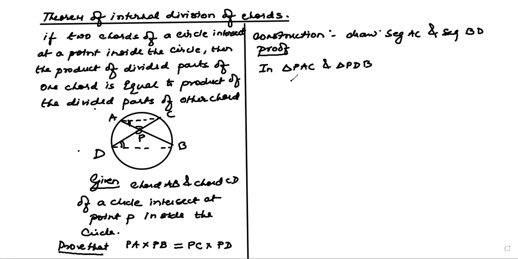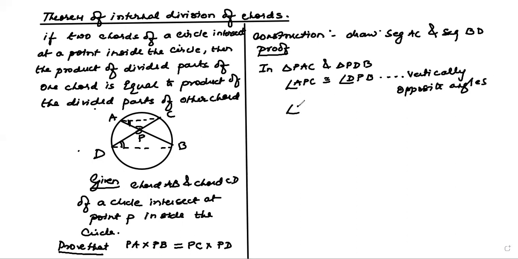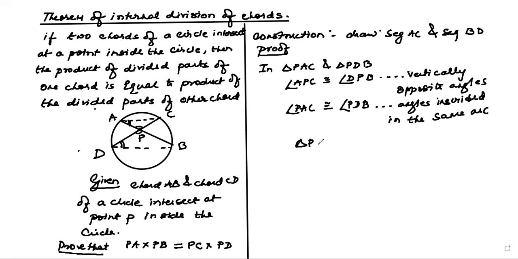Now you can see angle APC is congruent to angle DPB. What's the reason, children? Vertically opposite angles. Then angle PAC is congruent to angle PDB. What's the reason, children? Angles inscribed in the same arc. So can I say both the triangles are similar? Triangle PAC is similar to triangle PDB. By what test, children? By the AA test of similarity.